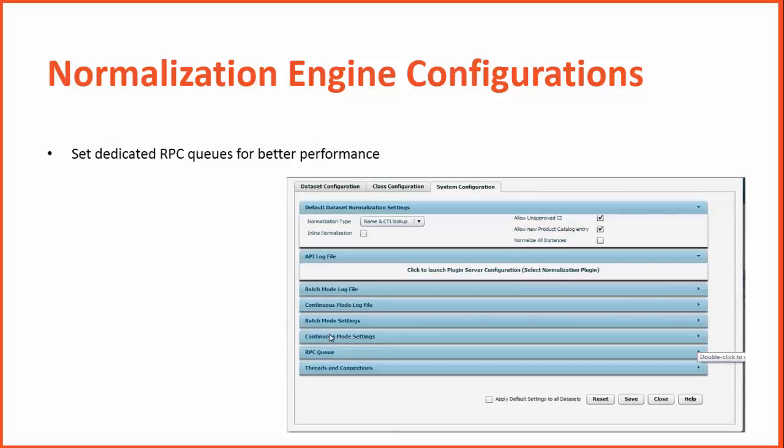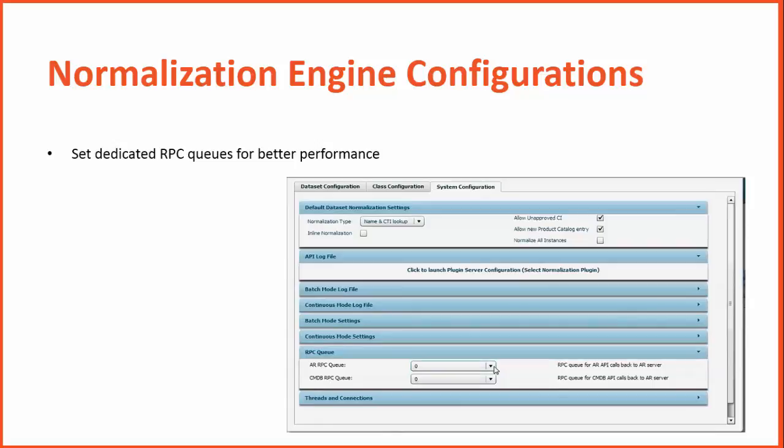In the configuration editor, go to the system configuration tab and click on the RPC queue header. Specify unused RPC queue for both AR as well as CMDB. This will help in improving the normalization engine performance.